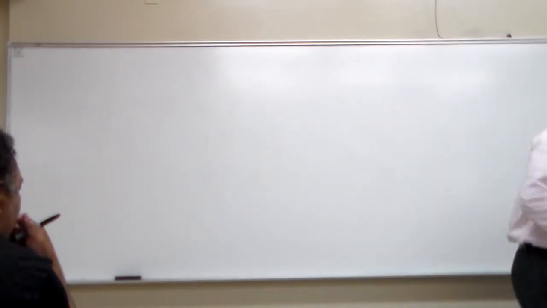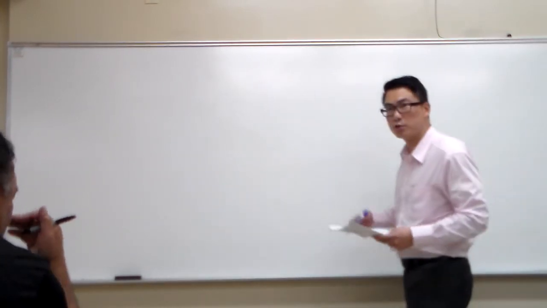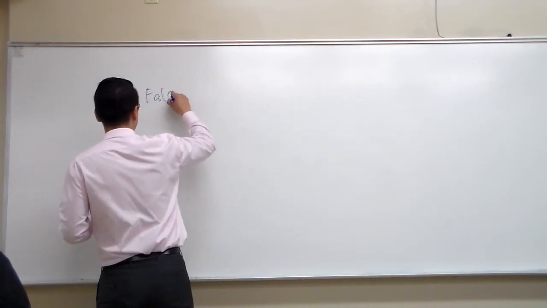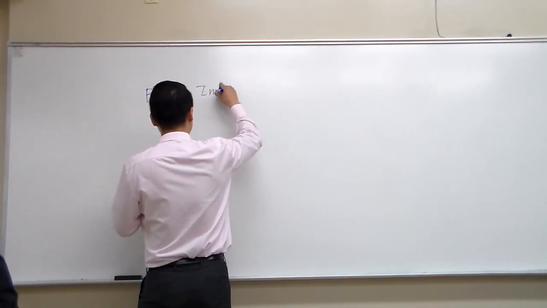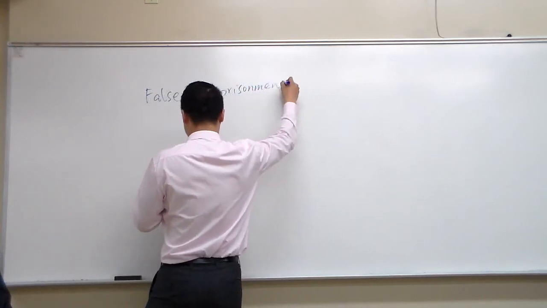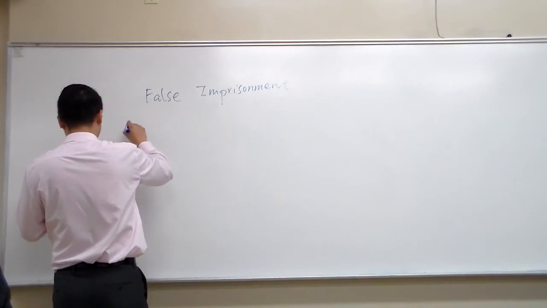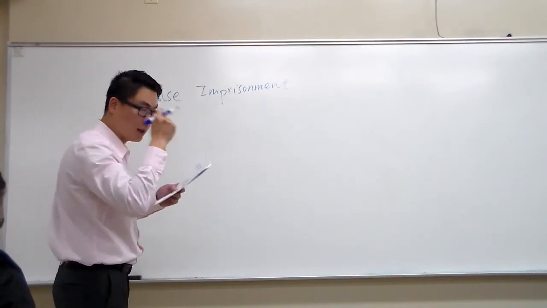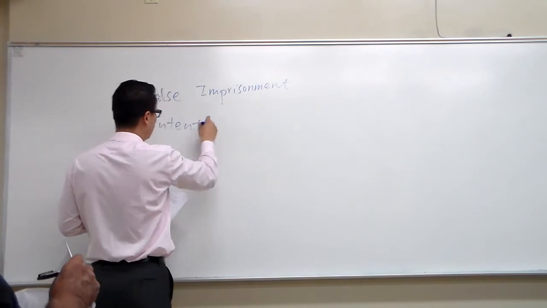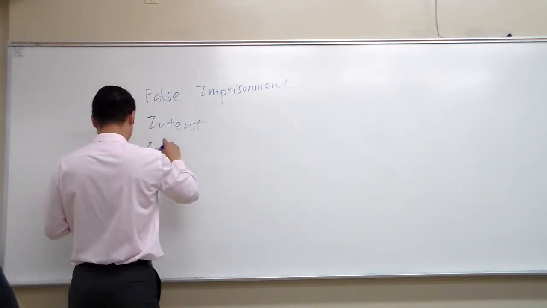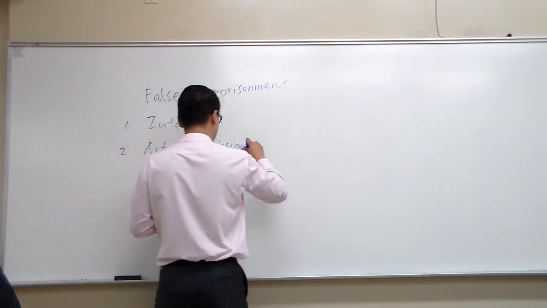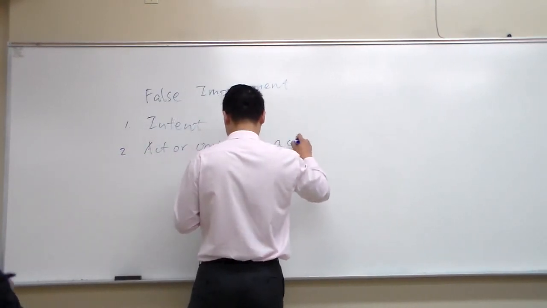Okay. Now, the next tort that we're going to talk about is false imprisonment. The elements. Okay. Well, we're going to say, well, one, there's an intent. And two, there will be an act or omission to act.